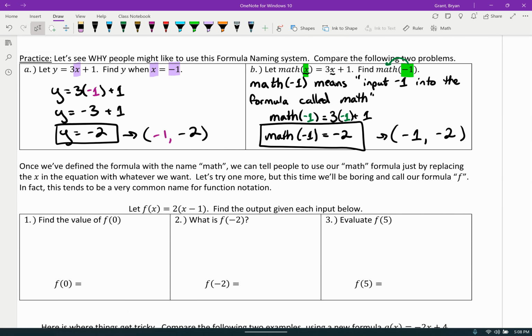Now, once you've defined the formula with the name math, you can use it many times. You can say find math of 70, find math of -6, and you don't have to keep writing the formula. So it's a really effective way to communicate something, especially if we have problems with more than one formula.